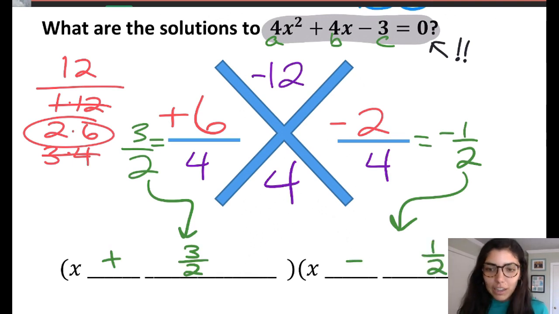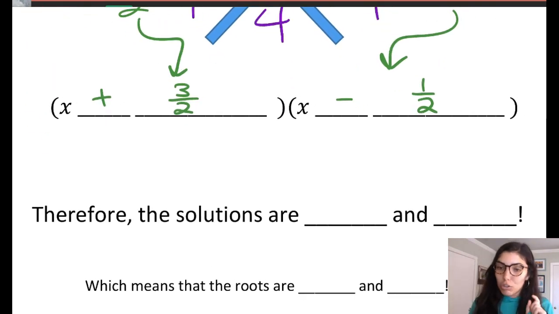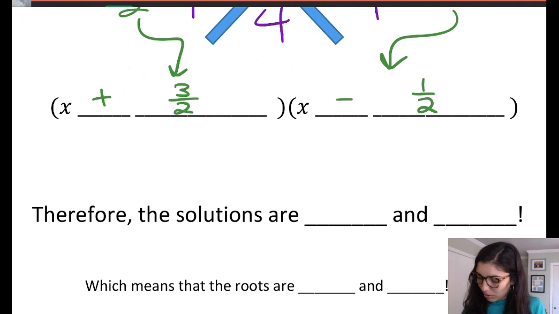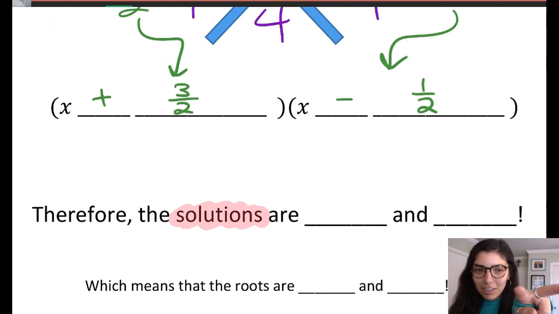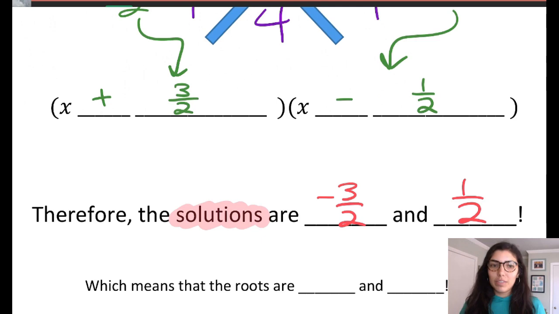If I had asked you to factor, yes, you'd take those denominators and you'd swing them forward, but I'm asking you to solve. This is the difference. From here, you know immediately that your solutions, highlight the word solutions if you will, your solutions are the opposites of those numbers. So the opposite of positive 3/2 is negative 3/2, and the opposite of 1/2, or negative 1/2, is a positive 1/2. These are the opposites.